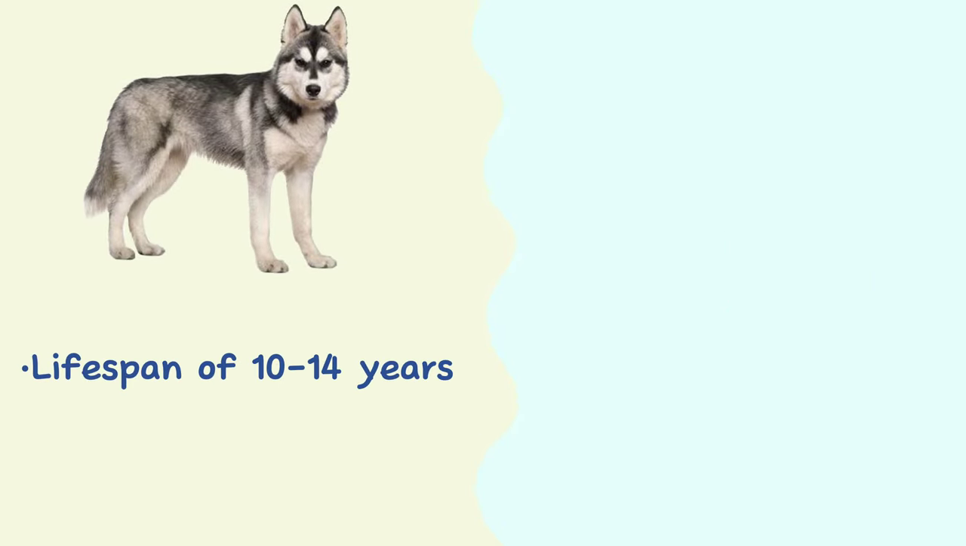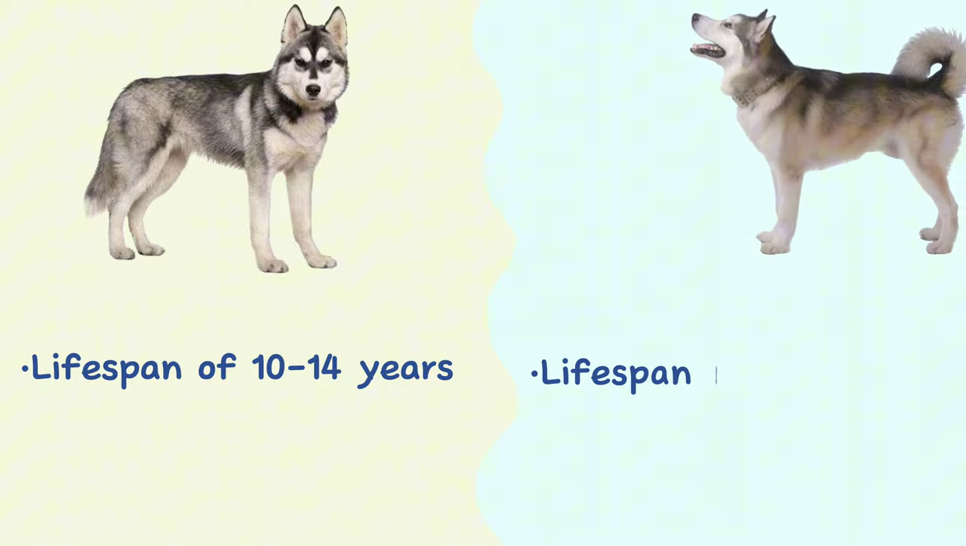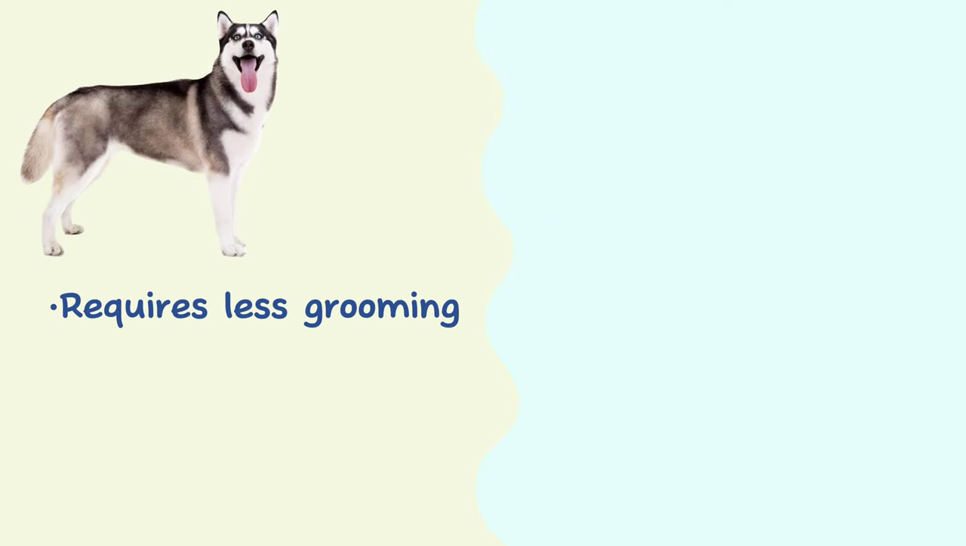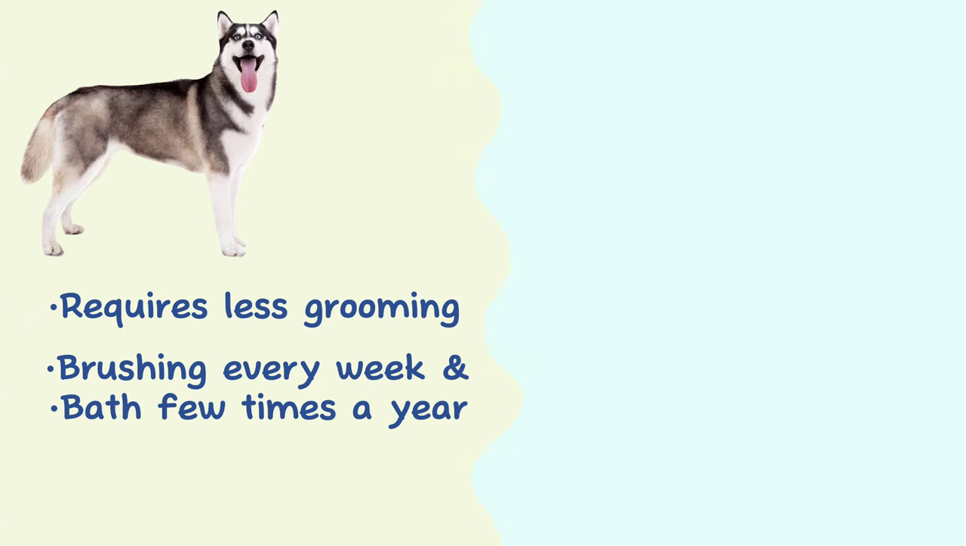Lifespan. Huskies have a lifespan of 10 to 14 years, while Malamutes have an average lifespan of 10 to 12 years. Grooming. Husky requires a lot less work to keep up their coat, only requiring a brushing every week and a bath a few times a year.